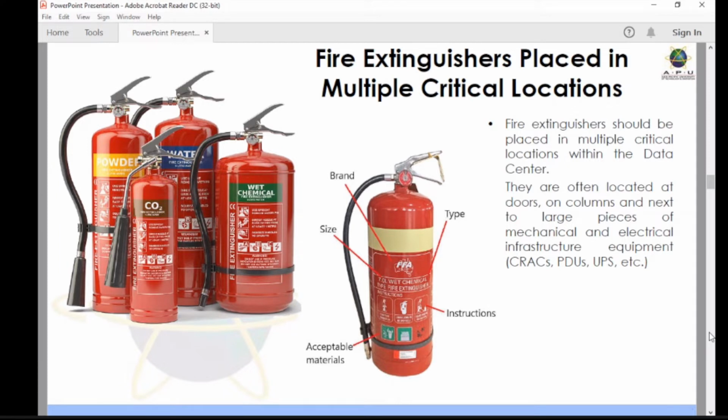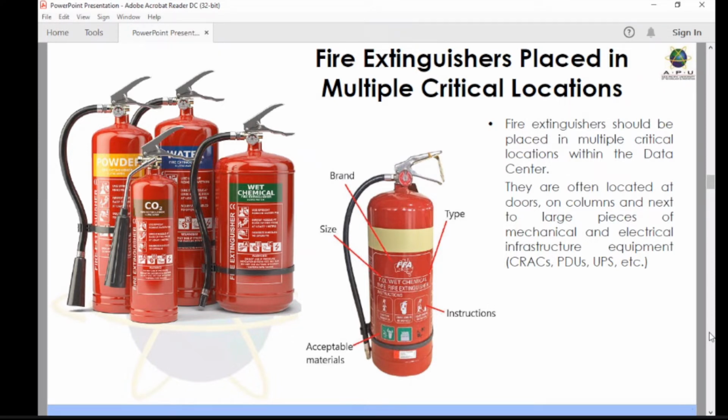Okay, fire extinguishers should be placed in multiple critical locations within the data center. They're often located at doors or columns and next to large pieces of mechanical and electrical infrastructure equipment like crack units, PDUs, UPS. Wherever there are higher chances of fire being generated, in that location you have to have fire extinguishers, okay. Placing them where they are not needed is pointless.